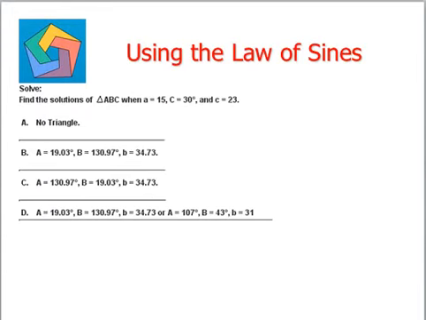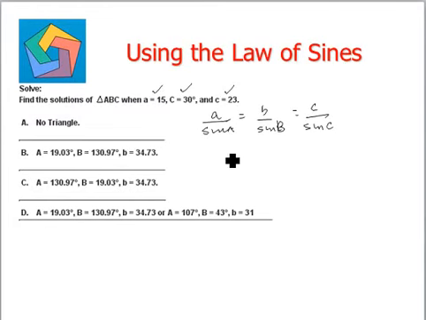Find the solution of the triangle ABC when a is 15, C is 30 degrees and c is 23. Now if we observe carefully, we are given two side lengths and one angle. So let's put the sine rule first: a over sine A equals b over sine B equals c over sine C.